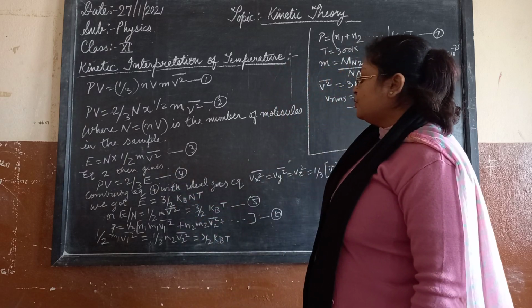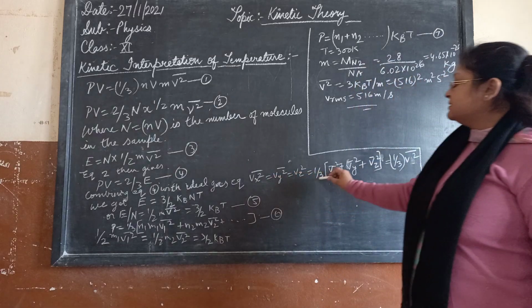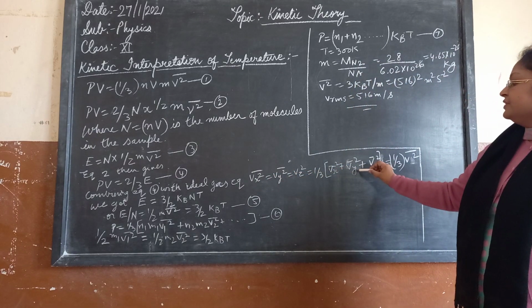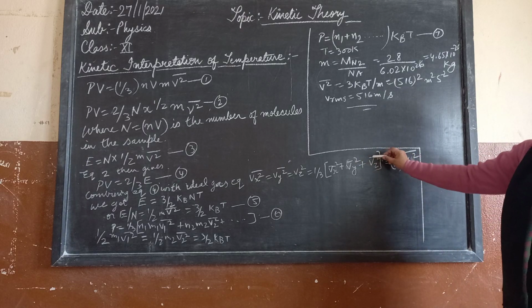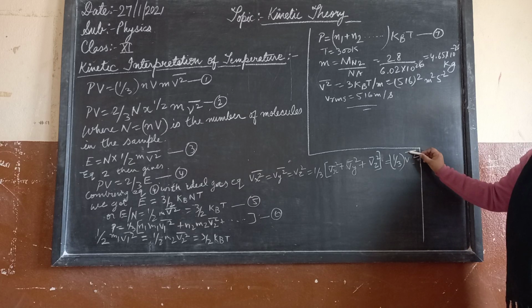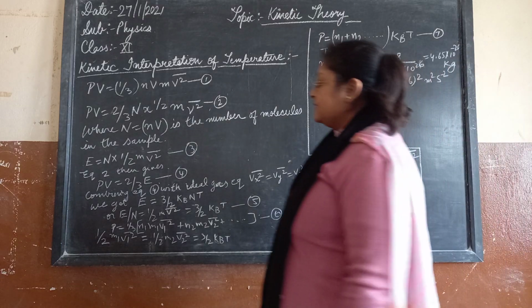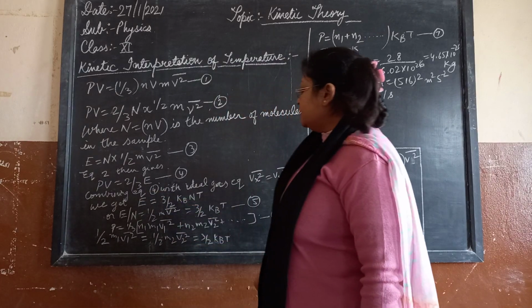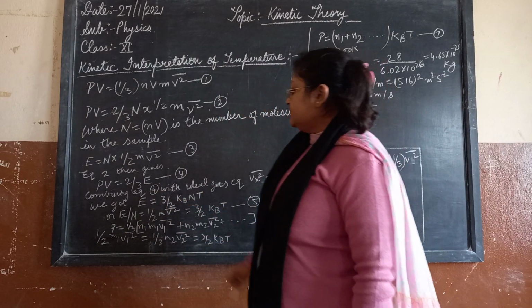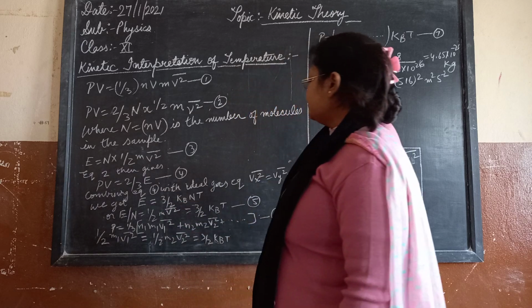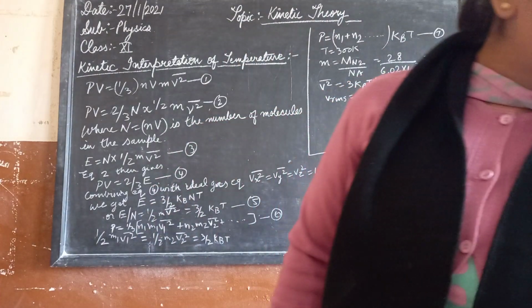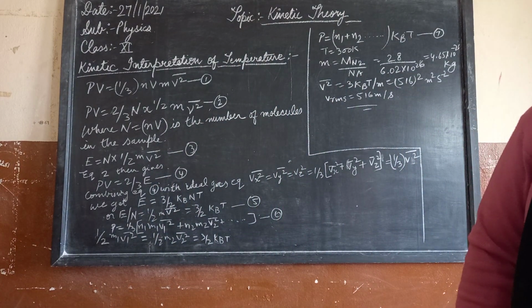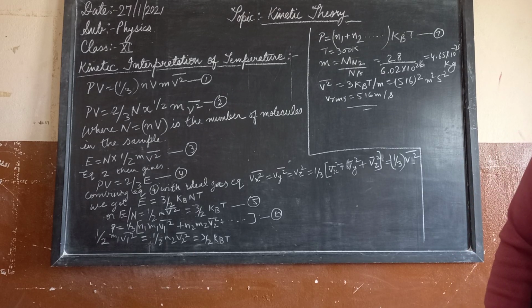Now combining equation 4 with the ideal gas equation, v square bar is equal to 1 by 3 of vx square plus vy square plus vz square bar. So we can take this equation as E equal to 3 by 2 kB N T, that is 1 by 2 m v square bar is equal to 3 by 2 kB T. This is the fifth equation, which we get from the ideal gas equation.